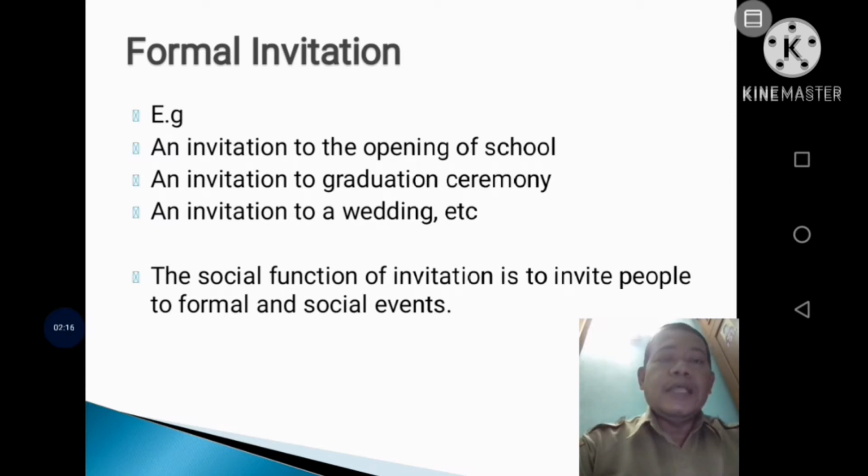And this is the example of invitation. The first, an invitation to the opening of school. Second, an invitation to a graduation ceremony. And third, an invitation to a wedding, etc. The social function of invitation is to invite people to formal and social events.